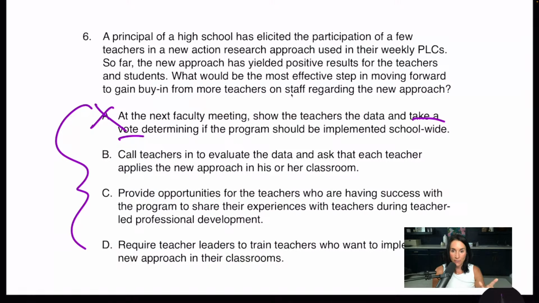B, call teachers in to evaluate the data and ask that each teacher applies the new approach in his or her classroom. Okay, I like this one, to evaluate the data, but then we jump right to ask each teacher to apply the new approach in the classroom.